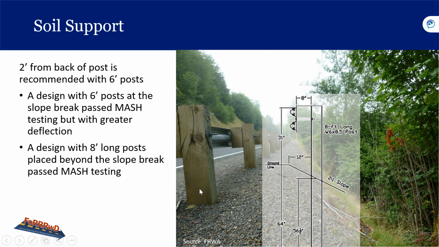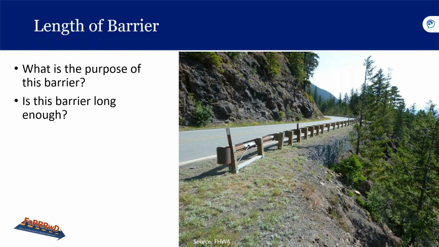So AASHTO was going over the different positions of the post before or after the hinge point and what's needed in those locations. Because every roadway is different, right? Then we have our length of barrier. So what is the purpose of this particular barrier we see in this picture? And do you think that the barrier is long enough?